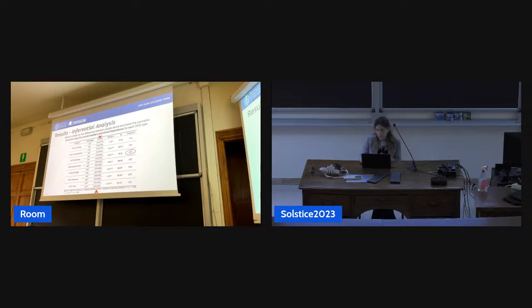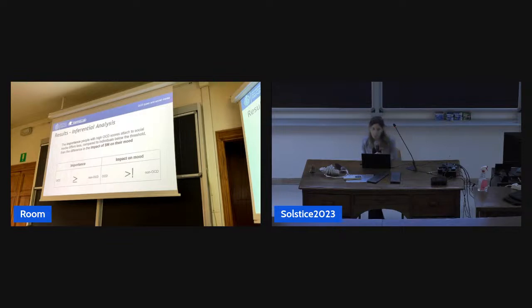The same results seem to be true even for the perceived importance of social media for OCD people. So people with high OCD symptoms are always more greatly impacted and attach more importance to social media, with the hoarding type seeming to be the most affected. The differences between the importance and the impact on mood for people with and without OCD symptoms are not linear. In fact, OCD people and non-OCD people seem more similar when we are talking about the importance they attach to social media, while the differences in the impact of social media on their mood are greater for OCD people than non-OCD people.